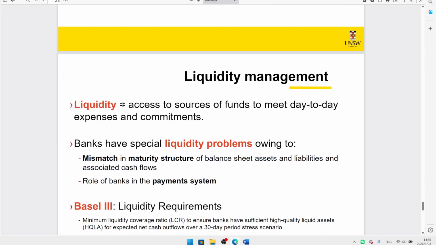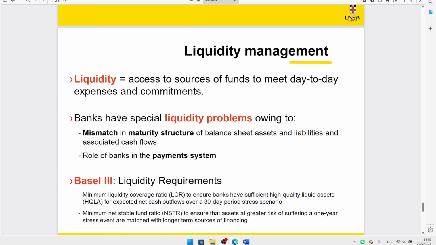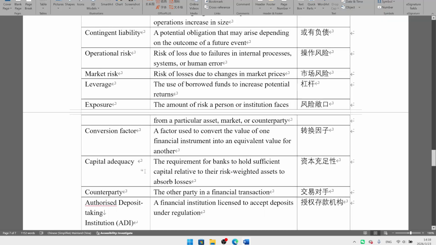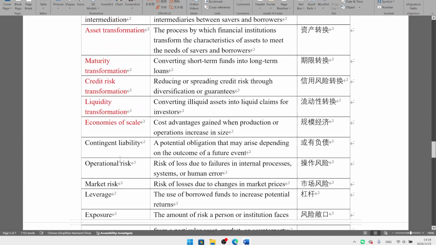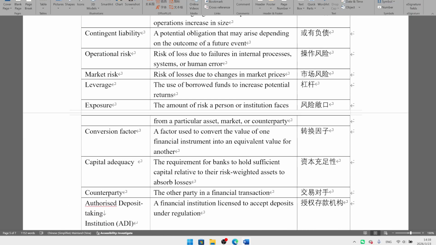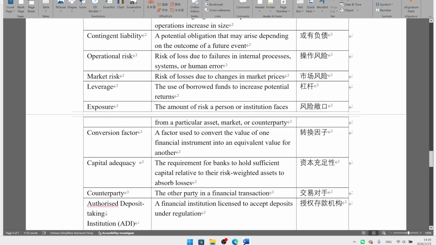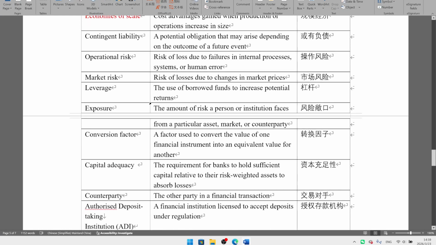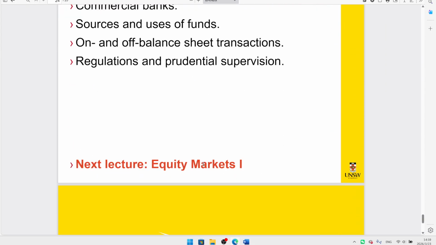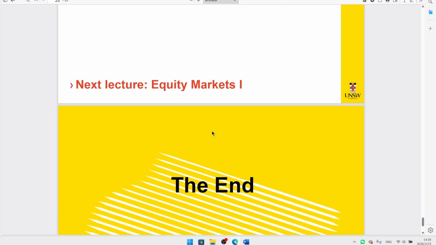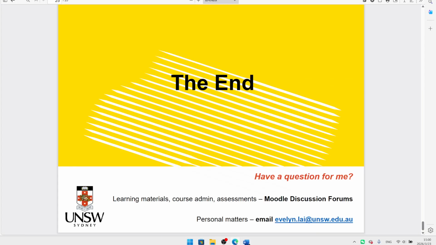Liquidity is a key source of funds to meet day-to-day expenses and commitments. Banks have a special liquidity problem owing to maturity mismatch and the bank's role in the payment system. So we can see the description of the liquidity transformation, day-to-day, Basel III requirement. That's all in the notes.